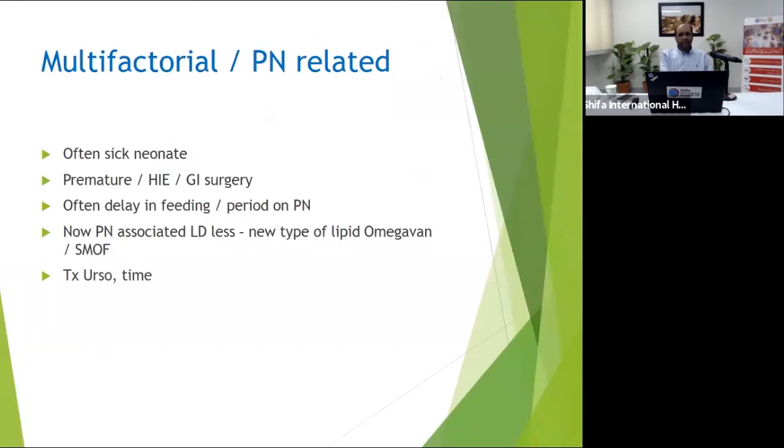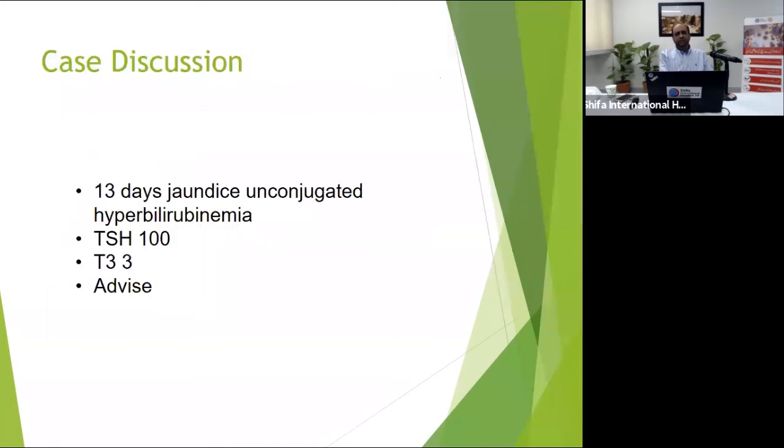It is basically multifactorial: sick neonates, preterm, and delayed feeding. And nowadays, TPN is changing to SMOF, which helps in having fewer side effects of TPN cholestasis as well. Usually these children respond well to urso, and with time they usually resolve. Another case I came across was a 13-day-old baby with unconjugated hyperbilirubinemia with raised TSH. That was hypothyroidism with hyperbilirubinemia, was given thyroxine treatment, and improved.